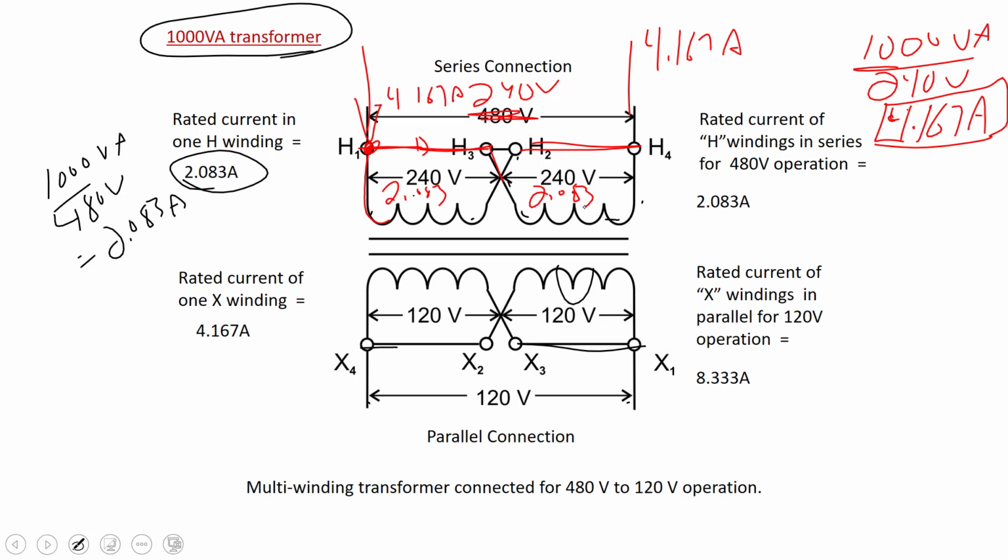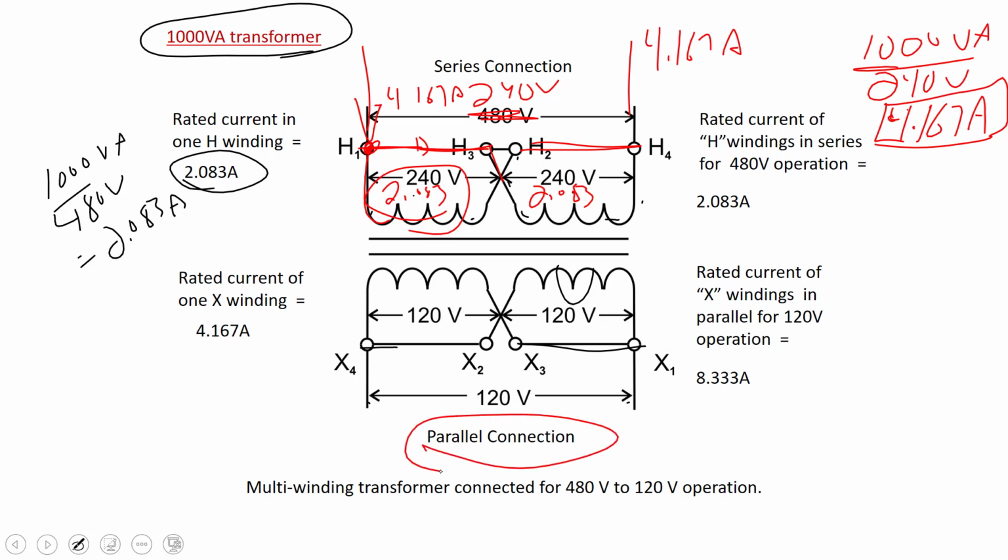When we look at this transformer, what's the current going through each winding? 2.083. That's its maximum through each individual winding. Have we exceeded anything? No, we haven't. So we still have a 1000 VA transformer. This same concept applies to the secondary. It's drawn right now with the parallel connection.